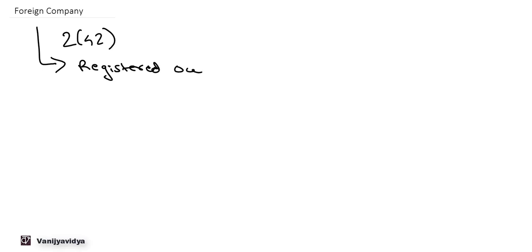Hello everyone. So in this session we will see what is a foreign company. As per section 242 of the Companies Act 2013, a foreign company is a company or a body corporate which is incorporated outside India. So a foreign company is registered or incorporated outside India. So it is not in India.